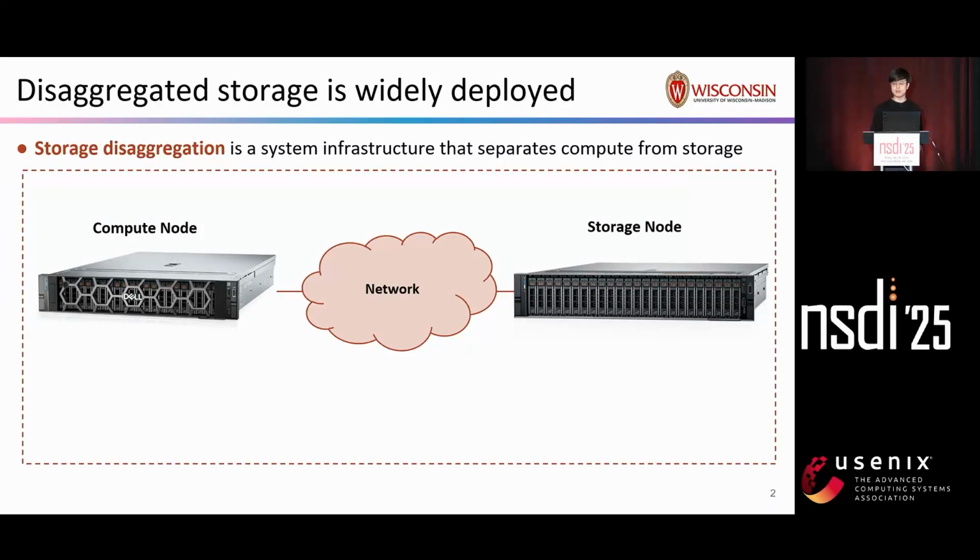Nowadays, disaggregated storage is widely deployed. Storage disaggregation is a system infrastructure that separates compute resources from storage resources. In this architecture, nodes with significant computational resources, such as CPUs, are referred to as compute nodes, while nodes equipped with extensive storage resources, such as SSDs, are called storage nodes. Compute nodes and storage nodes are interconnected via the network. The compute nodes can read from and write to the remote SSDs as if they were local.